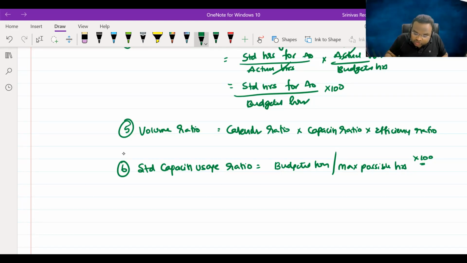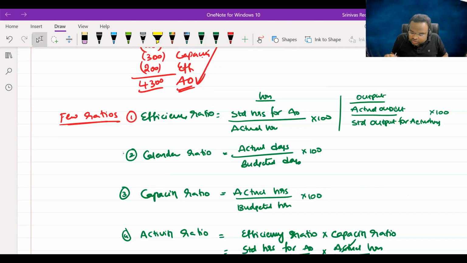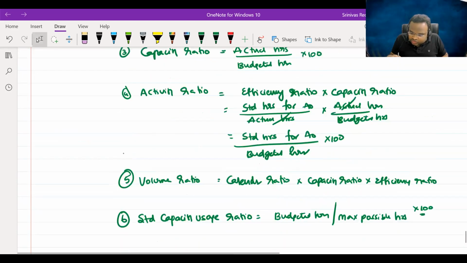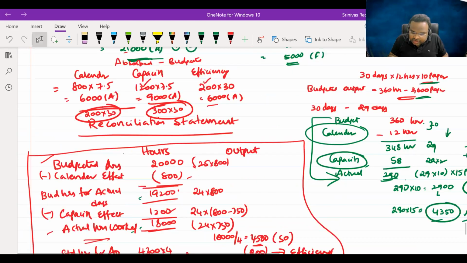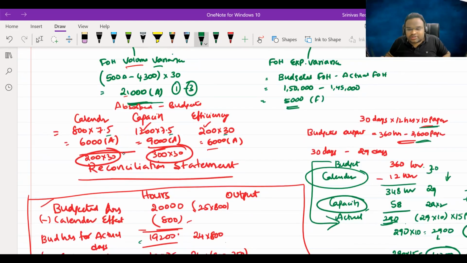So this is all about efficiency ratio, calendar ratio, capacity ratio, activity ratio, volume ratio. Volume is what? Volume variance only. Standard capacity ratio, standard capacity usage ratio. Hope you have cleared about this calendar, capacity, efficiency. No formulas, simple reconciliation. Start with the budget hours, give effect of calendar. If there is no calendar, all the difference between budget and actual is because of capacity. From actual hours, you compare with standard hours of actual output, and you'll get the efficiency ratio. In all the cases, you'll use only standard rate because this is a part of volume variance. Volume variance means standard rate. Clear?